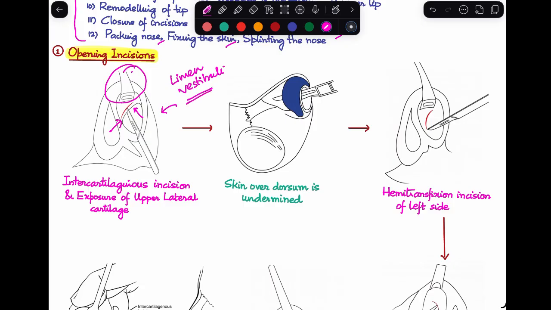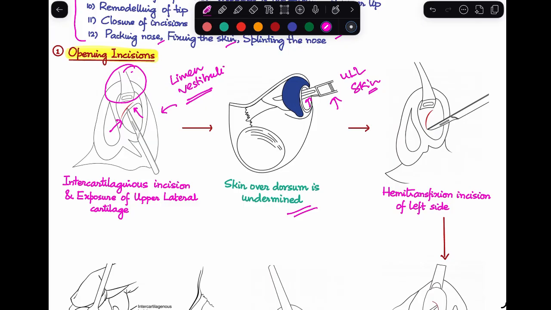Now, once the incision has been completed, our next step over here would be to undermine the skin over the dorsum. So we'll slide the blade, as you can see in the image over here, between the upper lateral cartilage and the skin which lies on top of it, and we'll try to undermine the skin, meaning we'll try to separate out the skin from the cartilage. And it is very essential that when you're inserting the blade over here, you keep the blade very close to the cartilage itself so that you do not injure the skin by any chance. So this will be our second step, where we are undermining the skin over the dorsum.